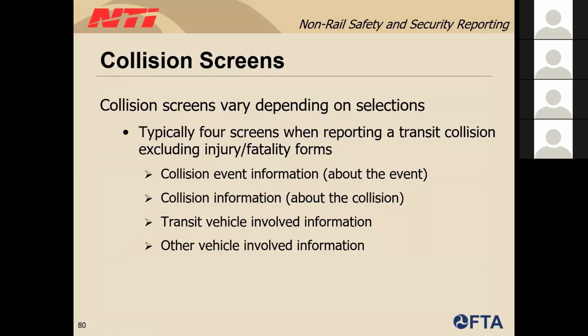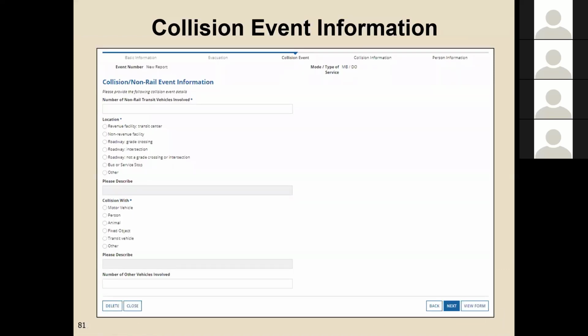First, we will review the details of reporting a collision. The collision screens will vary slightly depending on the selections made on setup screen 2. Typically, there are 4 screens or subforms that may appear when reporting a transit collision. These are the collision event information screen, the collision information screen, the transit vehicle involved screen, and if applicable, the other vehicle involved screen will appear. This is a snapshot of the collision event screen for non-rail modes.